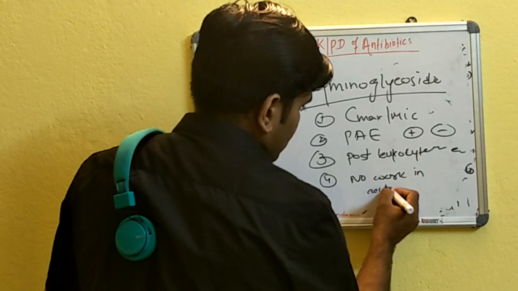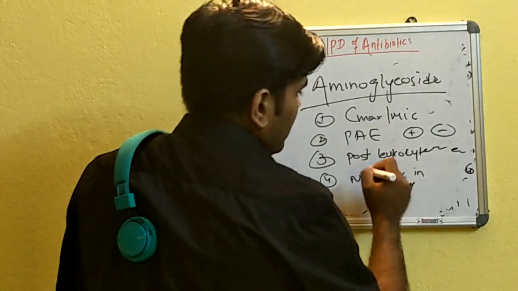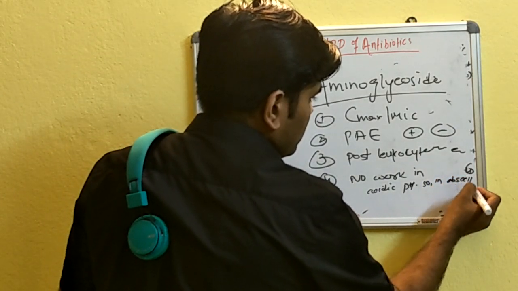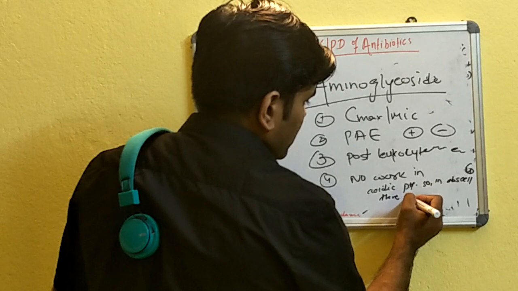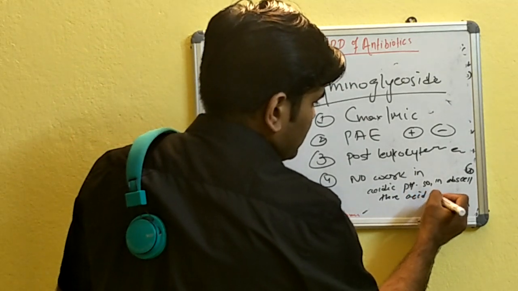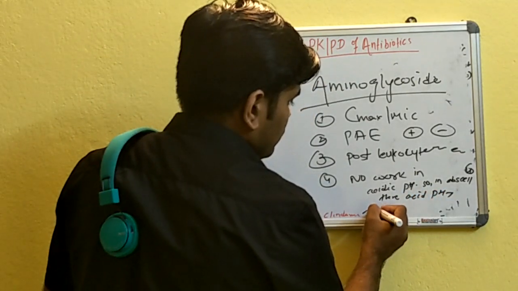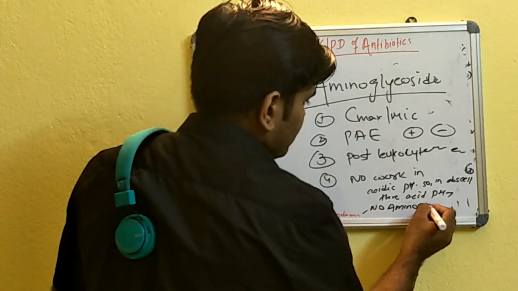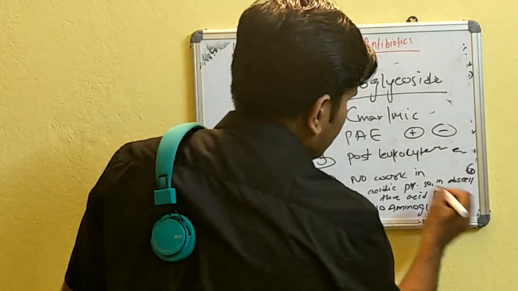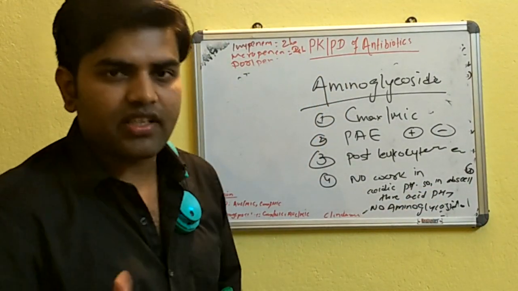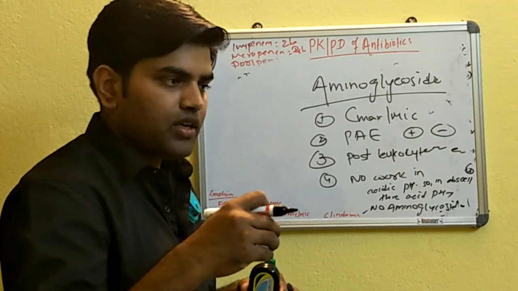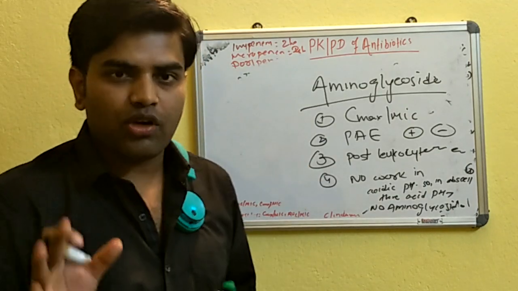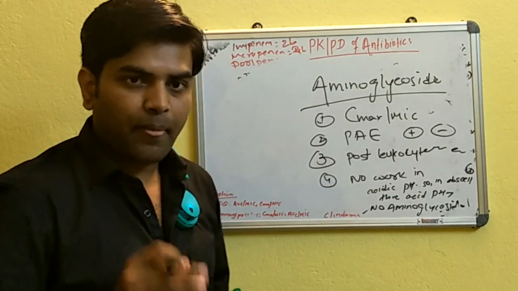But an important thing is that it doesn't work in acidic pH. In an abscess there is acidic pH, so aminoglycosides work less. It means that wherever an abscess is present, there is metabolism and acidic pH is maintained, so the drug doesn't work properly. That is one major thing about aminoglycosides that you have to know.